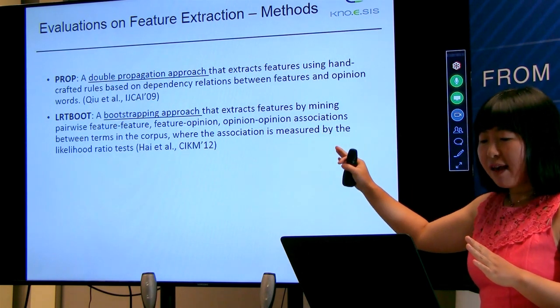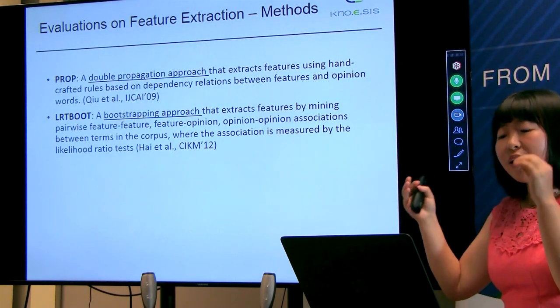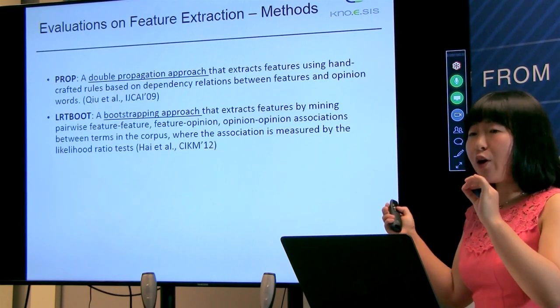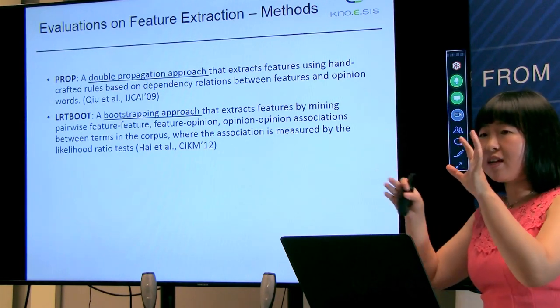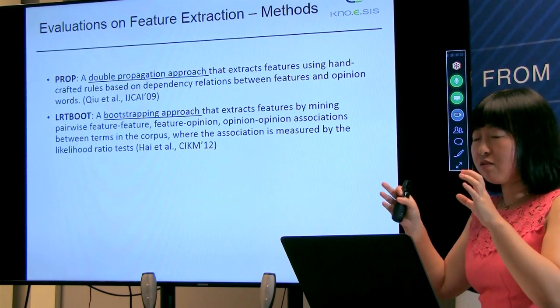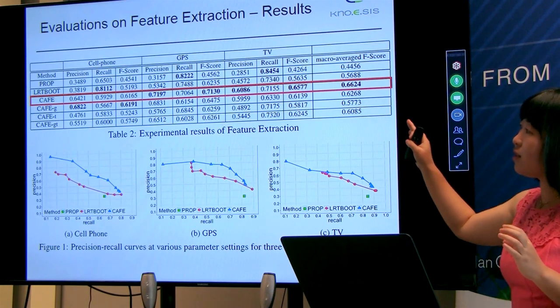So both of these methods are also unsupervised, but they require seed terms. One uses double propagation, the other one uses bootstrapping. The first one is based on dependency relations, but the second one also uses the distributional information in those domain-specific corpora. So we compare our results with others.